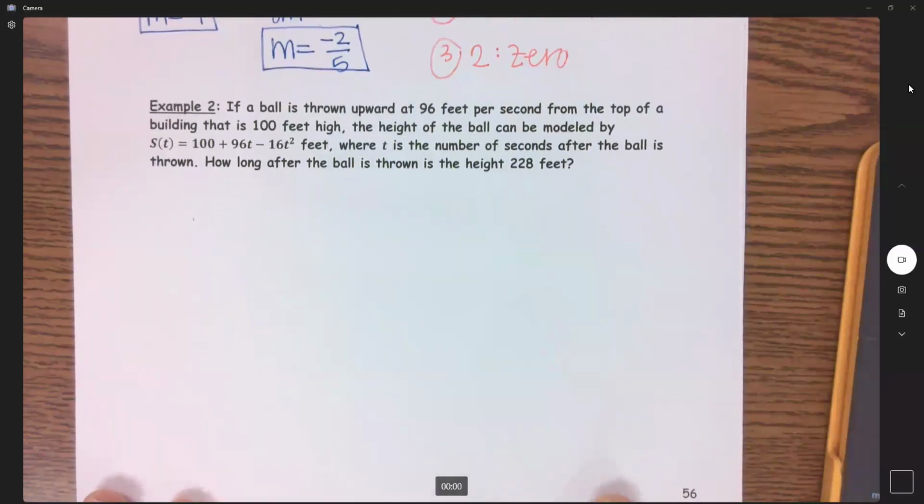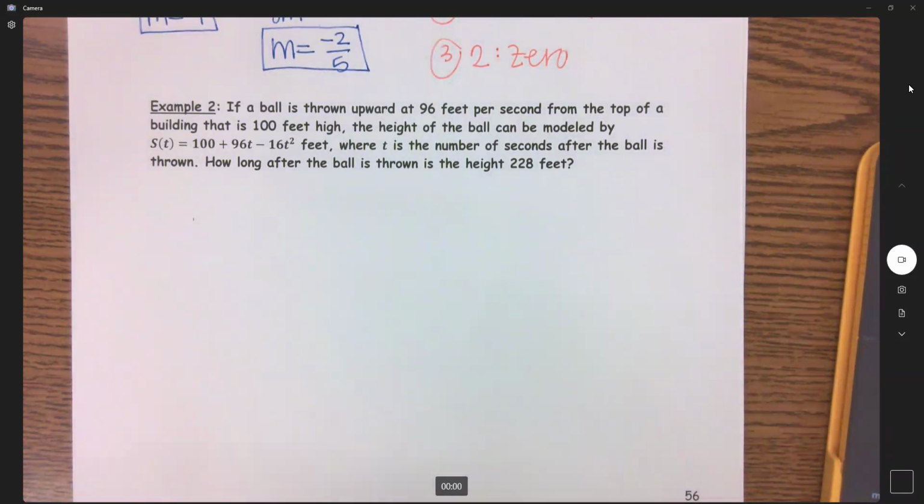Example 2 is now an application problem involving a quadratic that we can solve by factoring. So I'm first going to solve this one by factoring, and then I actually want to solve this by just using the graph, and you can use whichever method you like.